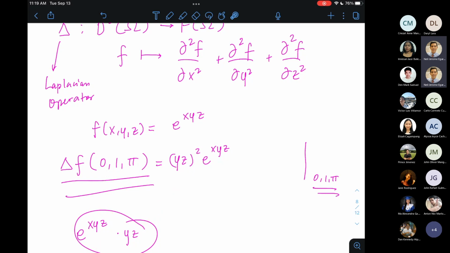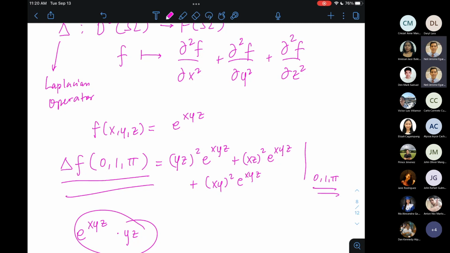Alright? So, nakita ko na may nag-thumbs up na. Thank you. So, ibig sabihin, ganun lang yung pattern. Yung partial ni f with respect to y ay e to the xyz times what? Ano yung multiplier naman ngayon? Discerning the pattern. Ito ay xz squared. Tama ba? Tapos, yung third ay xy squared e to the xyz.